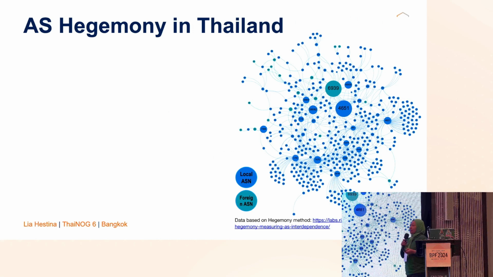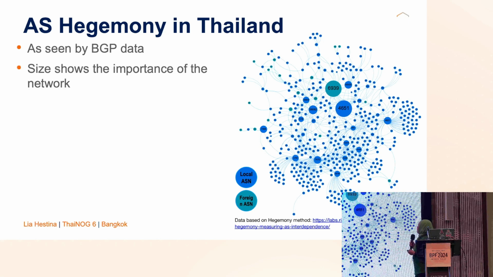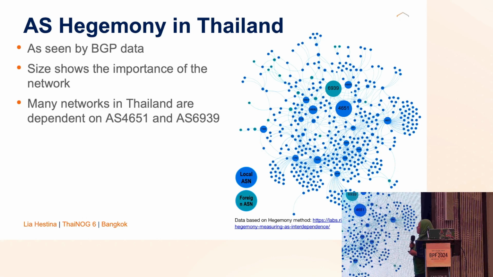Another visualization that one of our colleagues is creating in order to show what kind of data RIS is showing. This is AS hegemony in Thailand. Each node represents one AS. As we can see, there are 2 large ASNs. One is registered within the country, and the other one is not registered within the country. So you can see here the importance of these 2 large ASNs, because there are so many other networks that are connected to them.